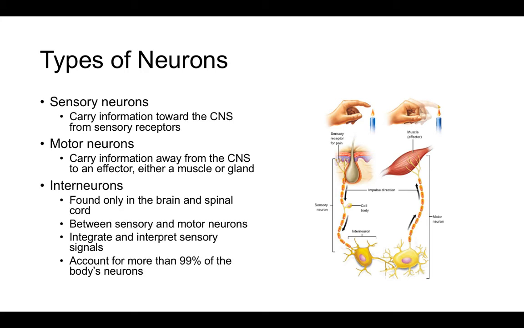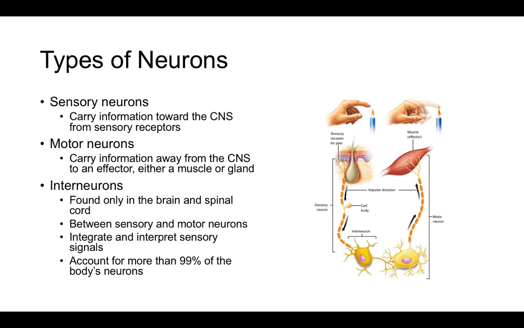And then we have interneurons, and interneurons is where all decisions are made in the central nervous system. Interneurons take the information coming in, they process it, they bounce it around different areas of the brain so that the body can make decisions as to what to do. These are only in the brain and spinal cord. They're between sensory and motor neurons. They both interpret and integrate. Integration is really important here, sensory information.